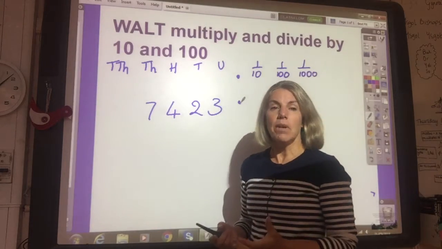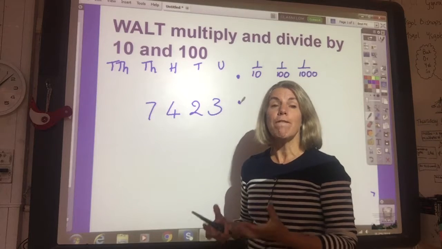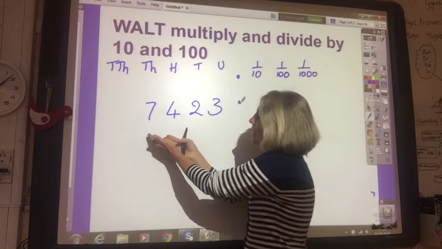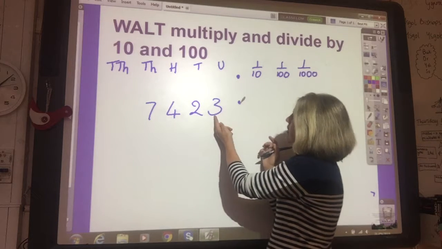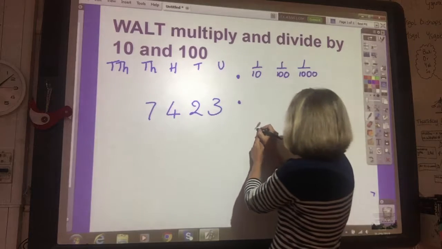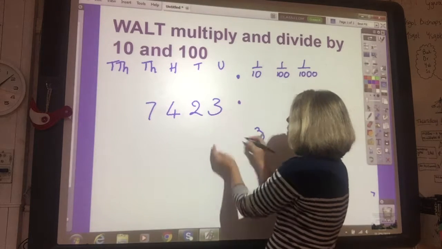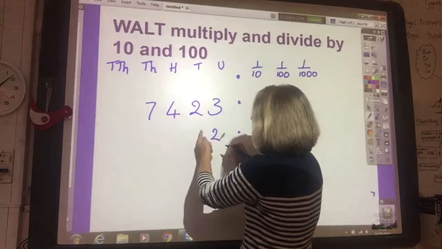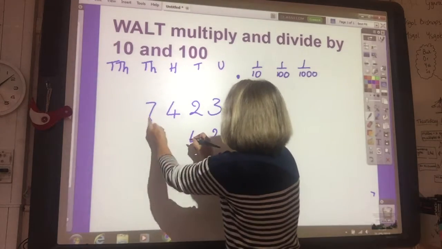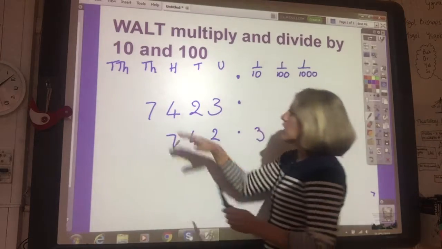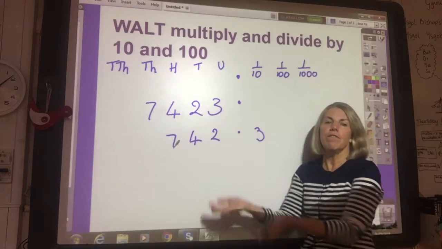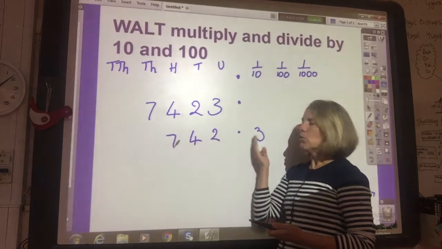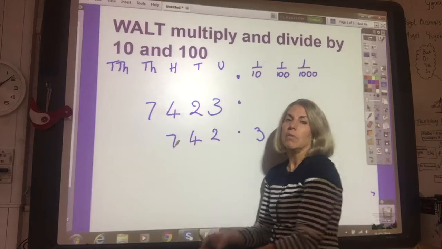So 7,423 divided by 10. We're going to reduce each number by a factor of 10. So let's get leaping. Drag these numbers across. So we're going to drag the 3 across into the tenths column. Jump over. Drag the 2 into the units column. Drag the 4 into the tens, and the 7 comes into the hundreds. So 7,423 divided by 10 then becomes 742.3.